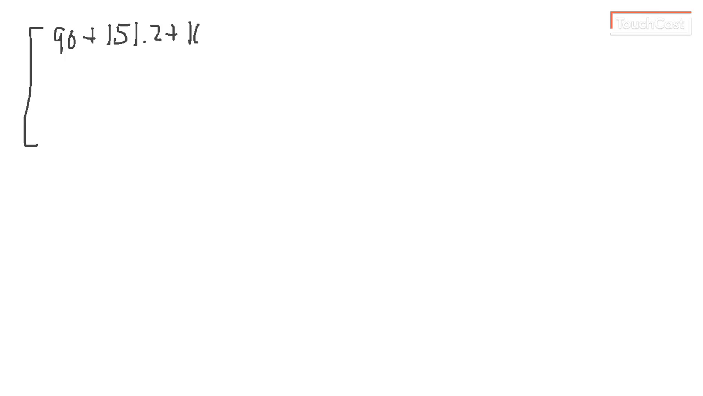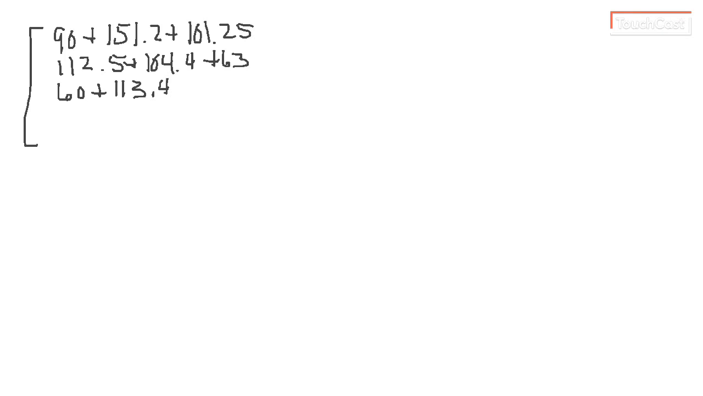151.2 plus 101.25. Our second row is going to be 112.5 plus 104.4 plus 63. Our third row will be 60 plus 113.4 plus 40.5. And our last row is going to be 136.5 plus 84.6 plus 72.